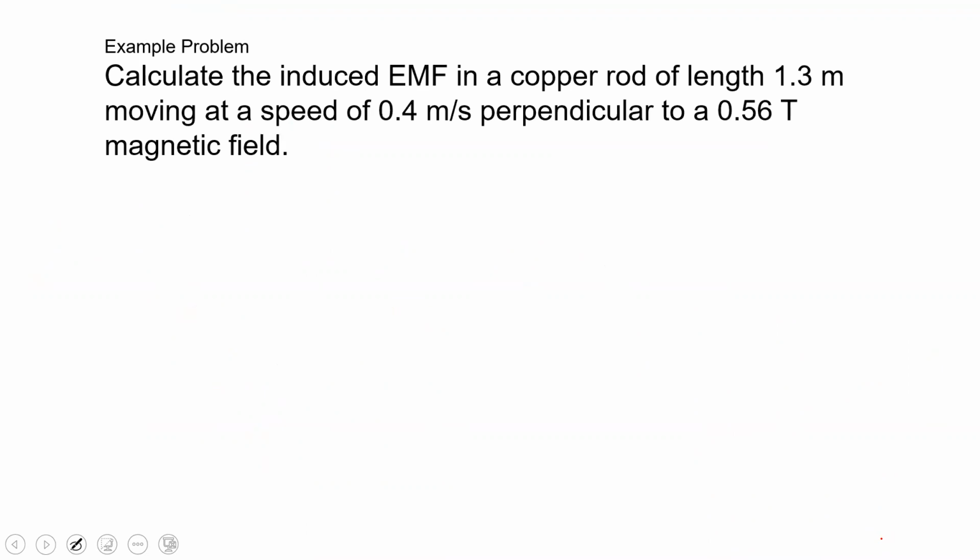All right, so we have an example here. If you take a copper rod and you move it around in a magnetic field at a particular speed, we can ask what the voltage is on it. We just get one equation, plug and chug. If you can recognize from the problem that it's a motional EMF, it's a bar of metal moving in a magnetic field, then you can calculate it.